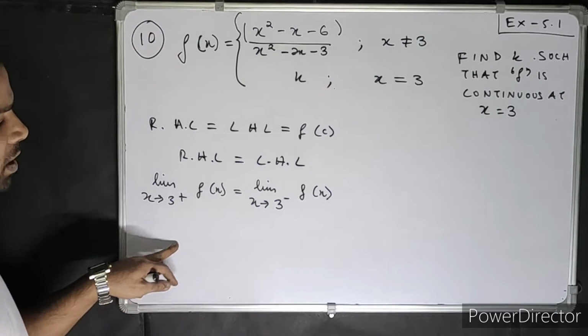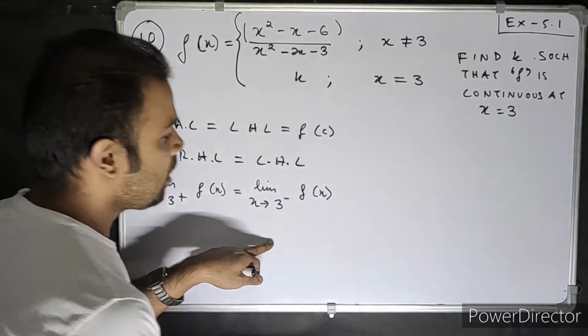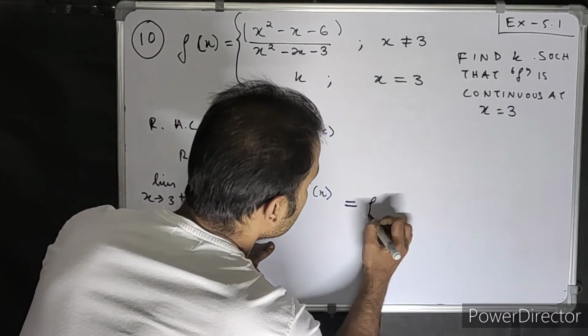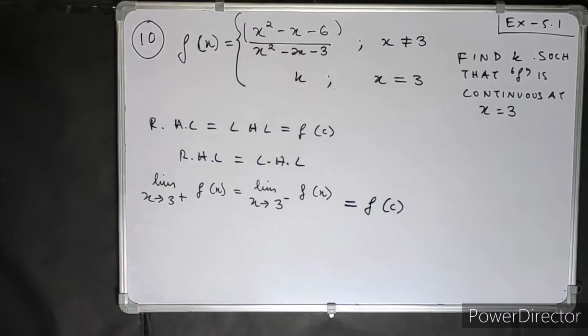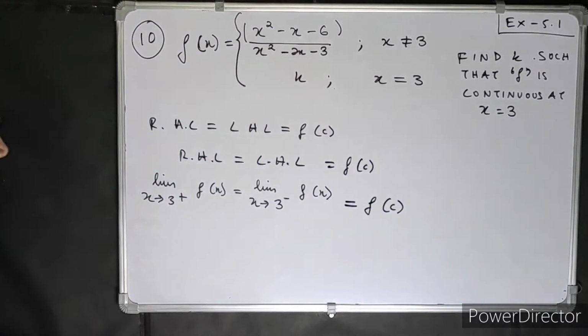Look at this part. In both these parts, the answer will come the same thing. So you have to write is also equal to f of c. Now why will the answer come to the same thing? Just look at this.